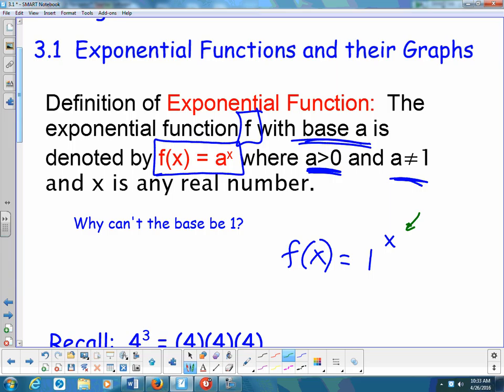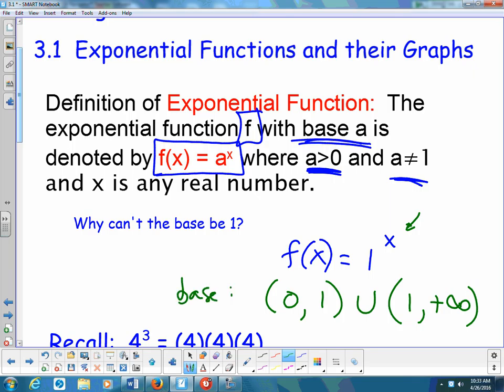But the base can be anything between 0 and 1. So something in this interval from 0 to 1, if I'm going to use interval notation, union with 1 all the way to positive infinity. So your base can be any of these numbers, from 0 to 1 or from 1 to positive infinity.